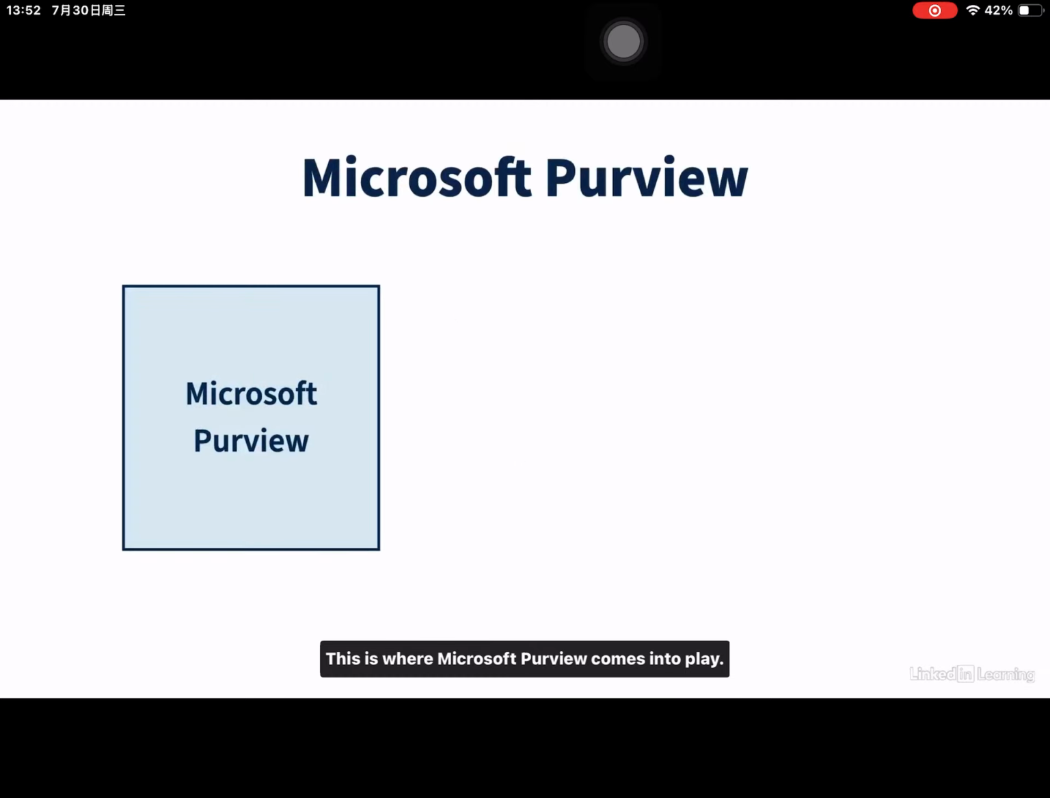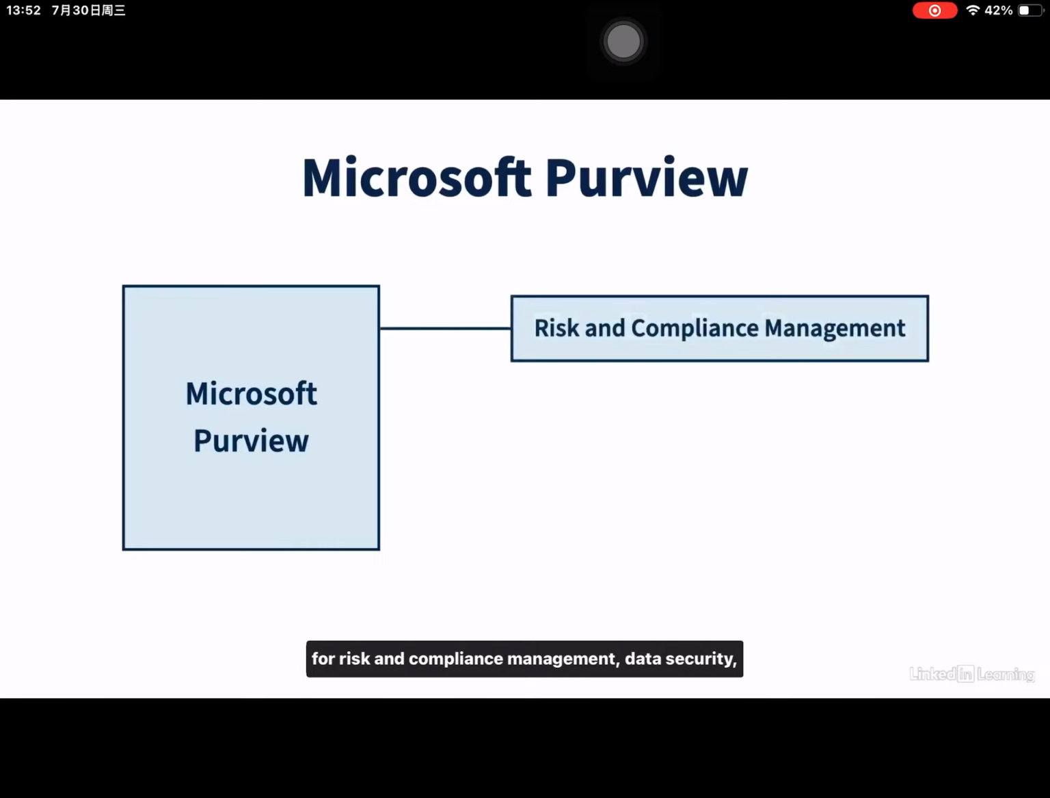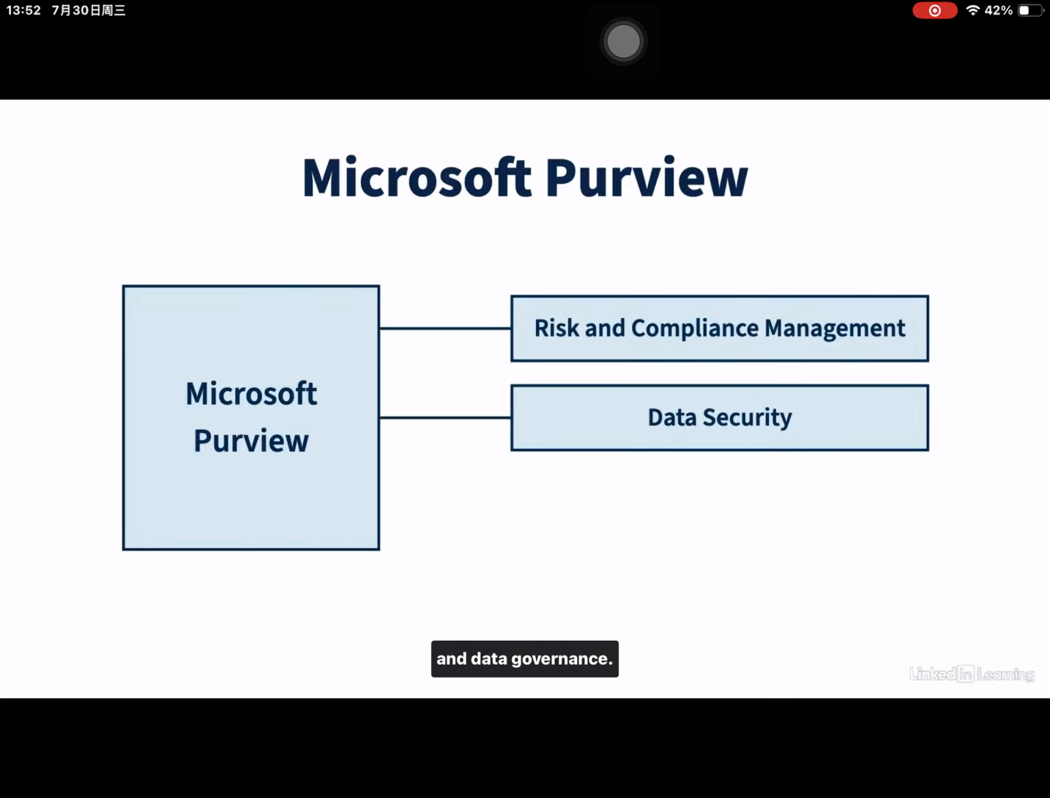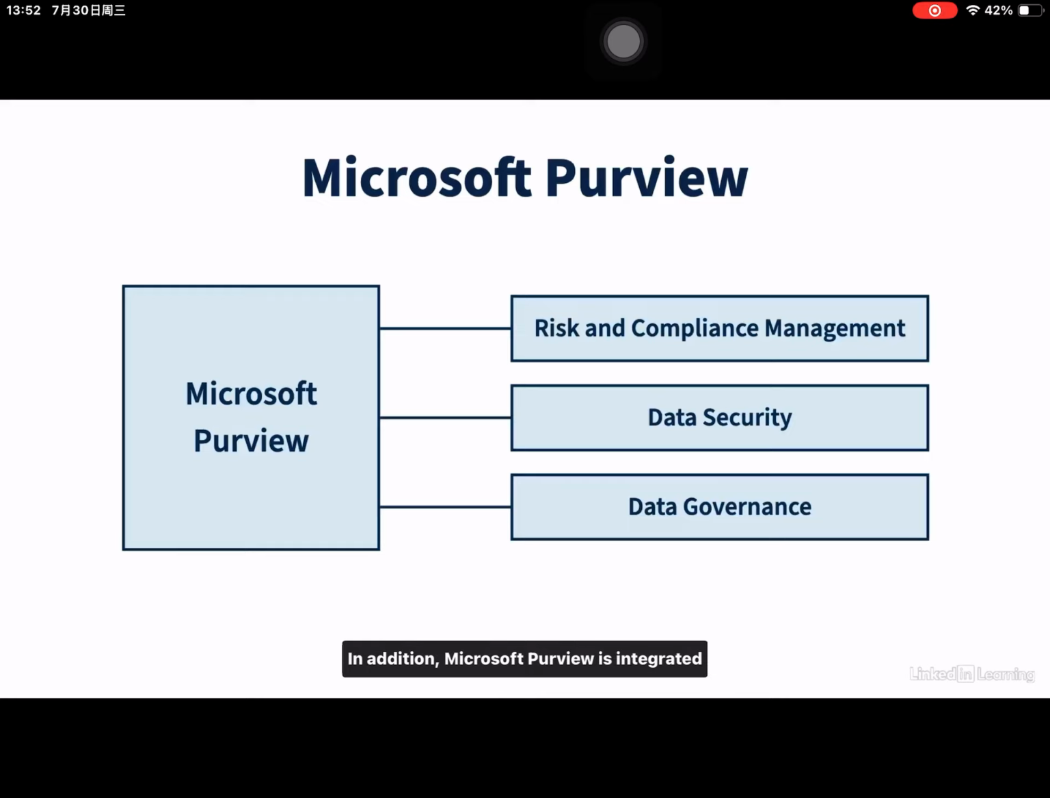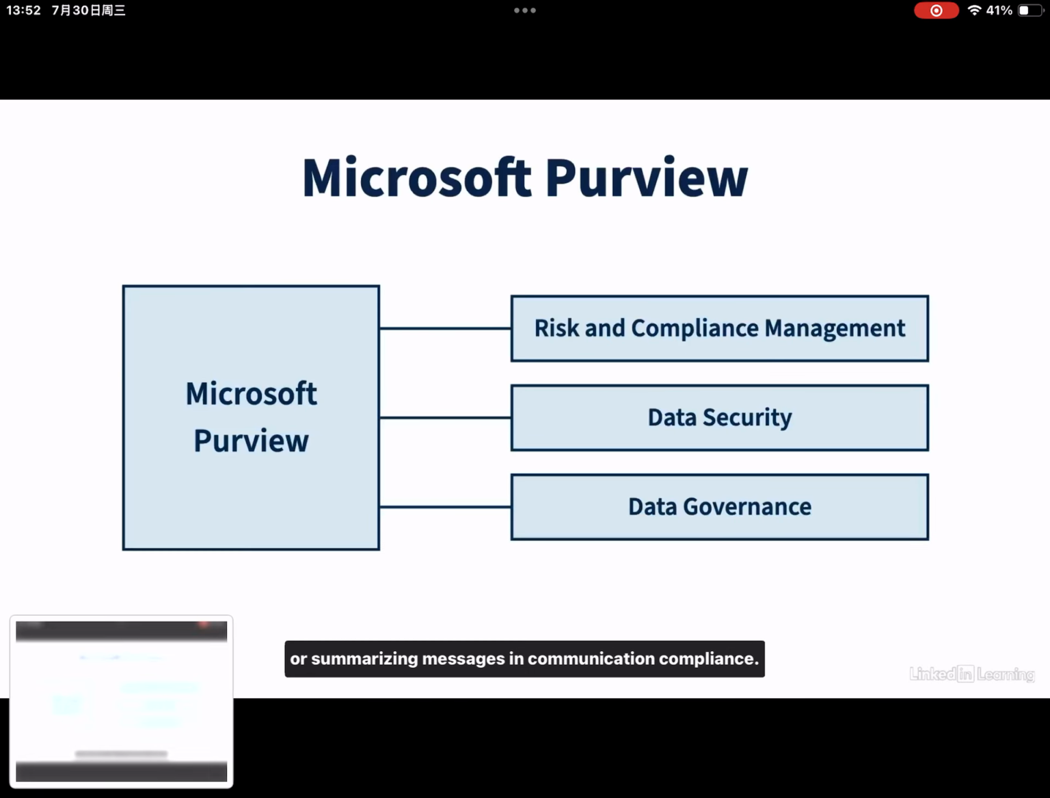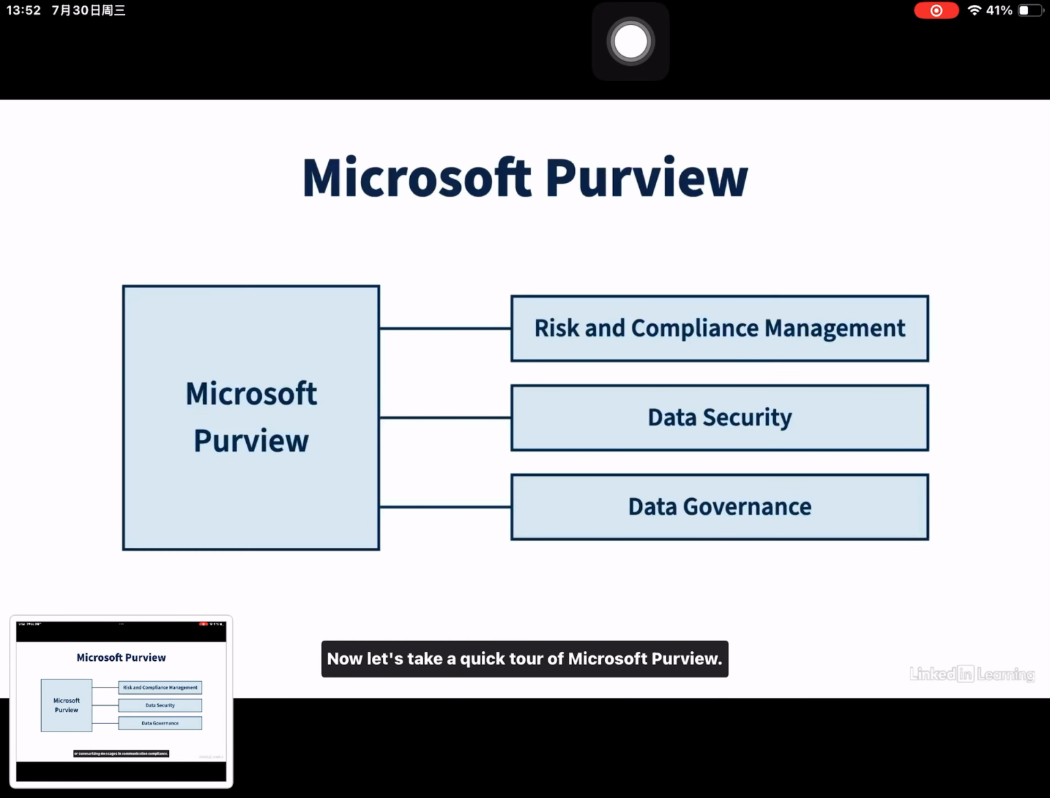This is where Microsoft Purview comes into play. It's a unified platform that offers a comprehensive set of solutions for risk and compliance management, data security, and data governance. In addition, Microsoft Purview is integrated with Microsoft Security Copilot, an AI-powered security analysis solution. With Security Copilot, you can use prompts to perform common tasks such as summarizing e-discovery documents or summarizing messages in communication compliance. Now let's take a quick tour of Microsoft Purview.